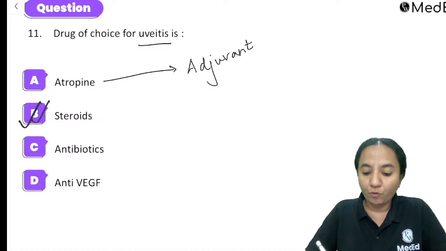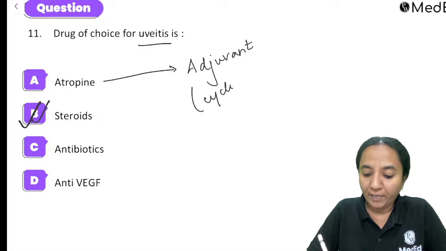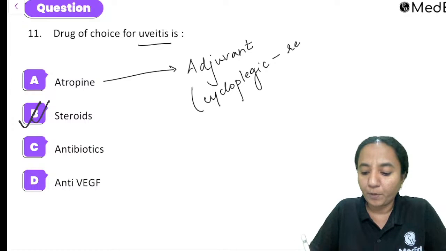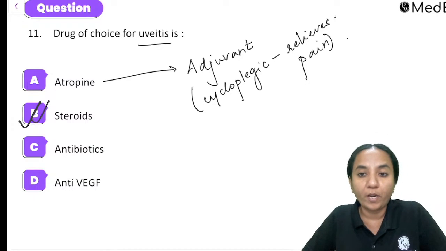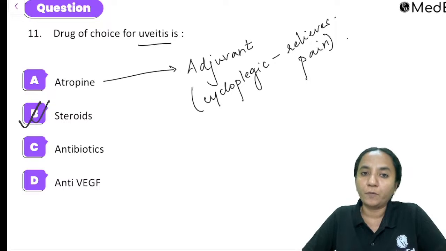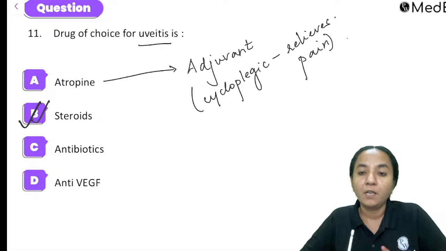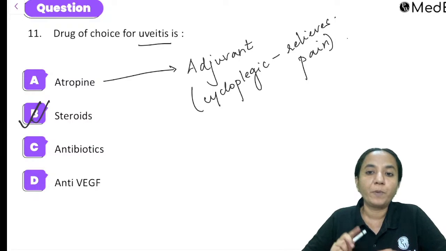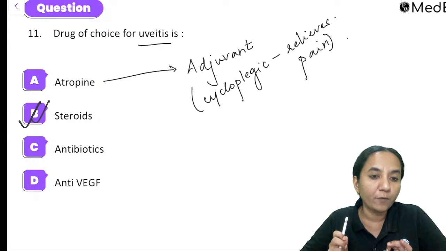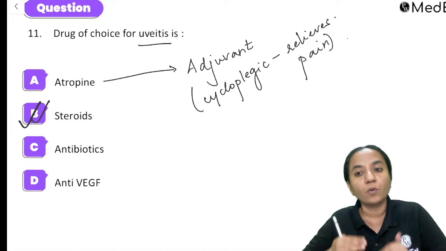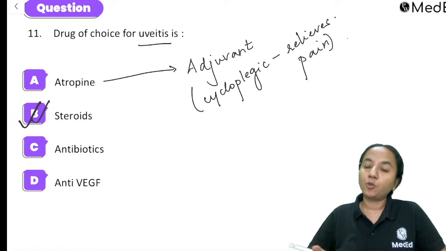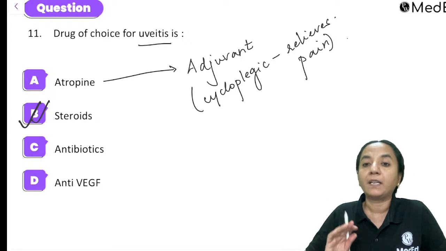So why do we give atropine? Atropine is a cycloplegic, meaning it relaxes the ciliary body and hence it is responsible for pain relief. So the drug of choice for uveitis is steroids. Atropine is the adjuvant of choice. Do not make the mistake of marking atropine as the drug of choice for uveitis. Steroids are the drug of choice because that is only going to take care of the inflammation. Atropine needs to be given to relieve the pain, but it is an adjuvant.